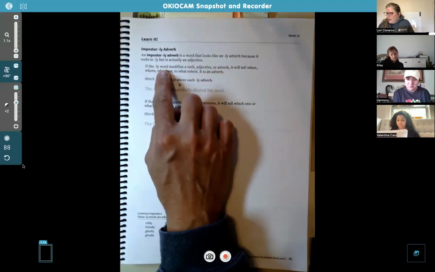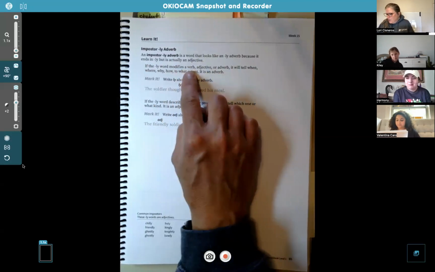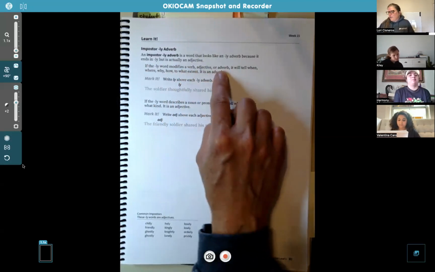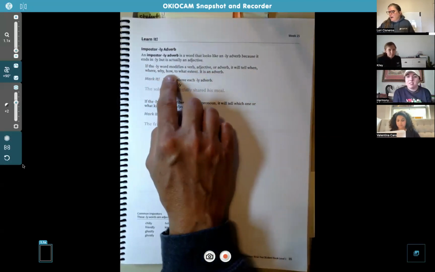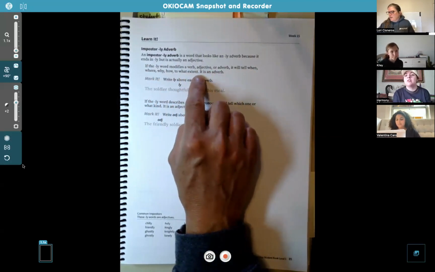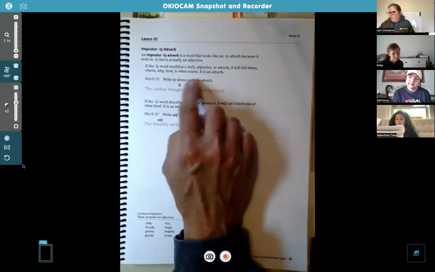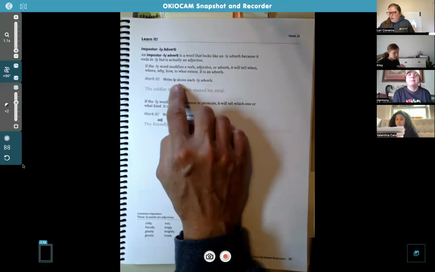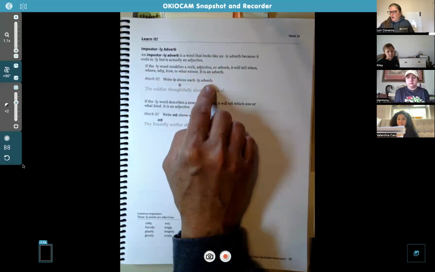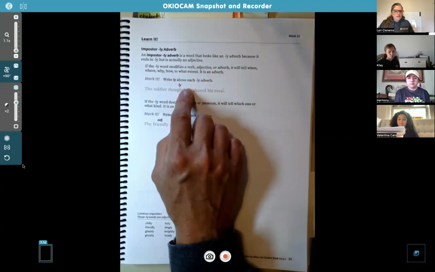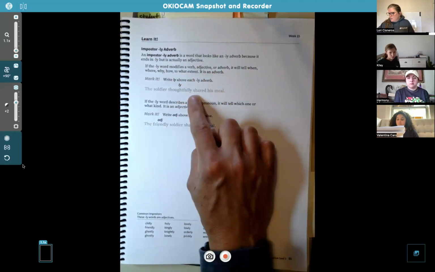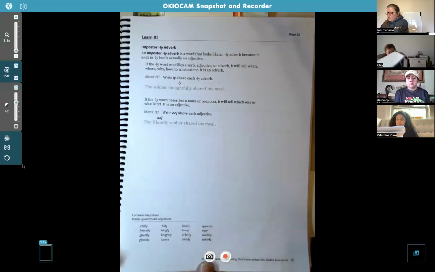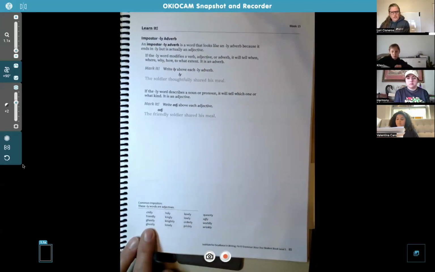So here, if the ly word modifies a verb, an adjective or an adverb, it will tell when, where, why, how, to what extent. Then it is an adverb. And you're just going to mark it with ly for each ly adverb. And those are really easy to find because all you have to do is look for the ly word. But sometimes I want you to skip down to the very bottom here.